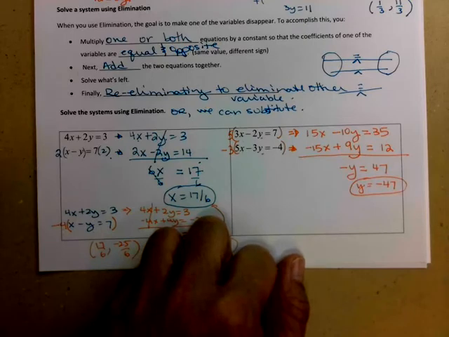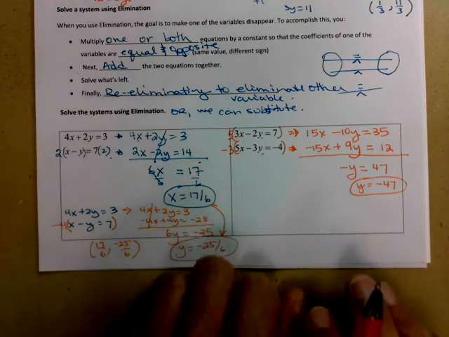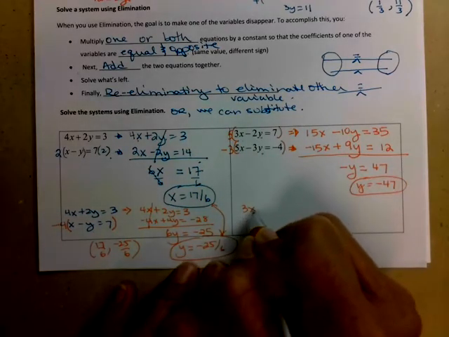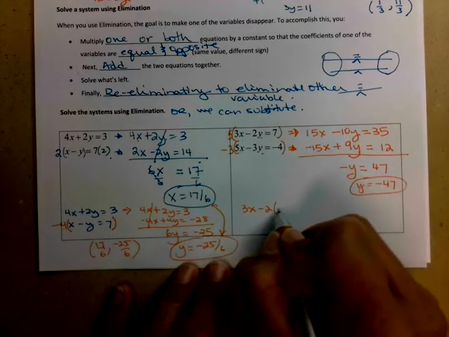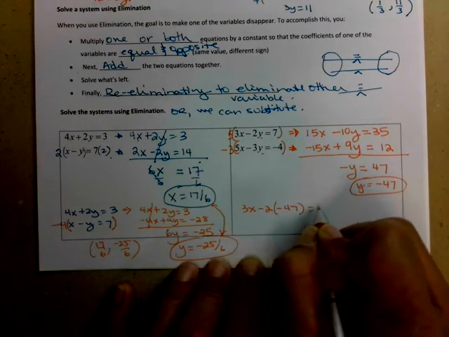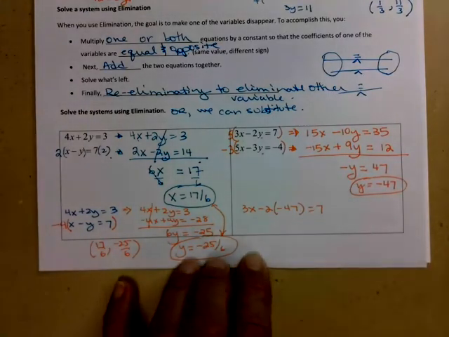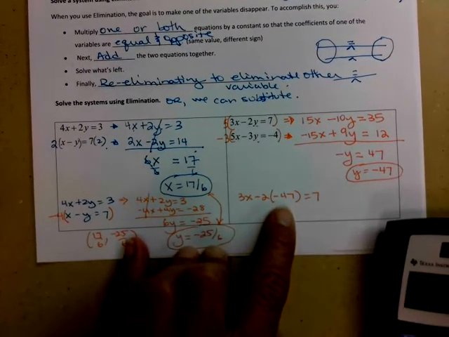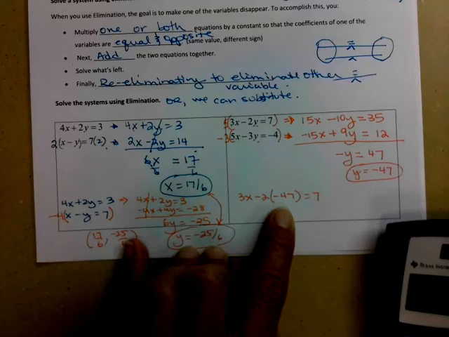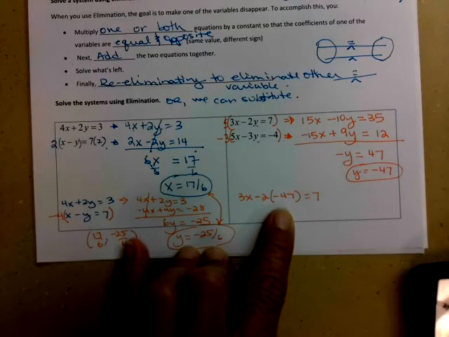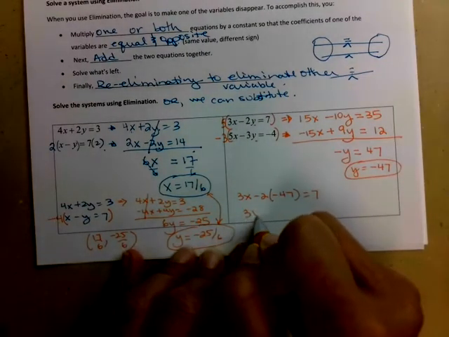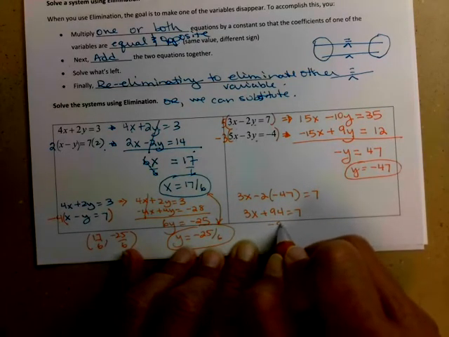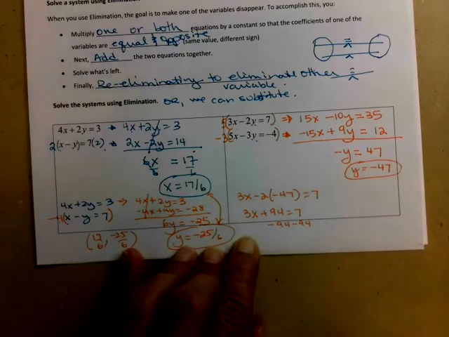So then to find x, should we just plug that back in? Sure, why not? Okay, so I'm going to take the top equation. So I have 3 times x minus 2 times y, which is now negative 47. And that's supposed to equal 7. I'm going to grab a calculator because that math looks kind of obnoxious. The 2 minuses will make a plus, but 2 times 47 is 94. So 3x plus 94 equals 7. Subtract 94 from both sides.